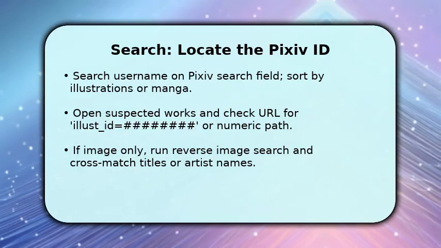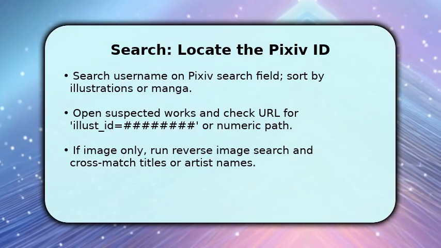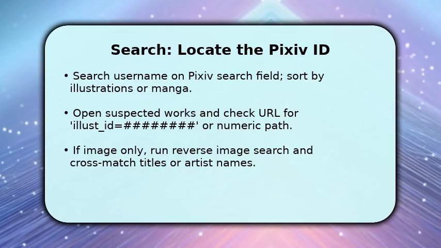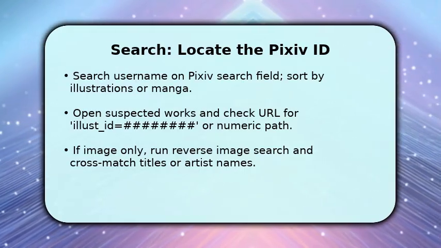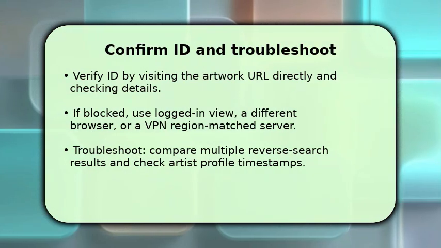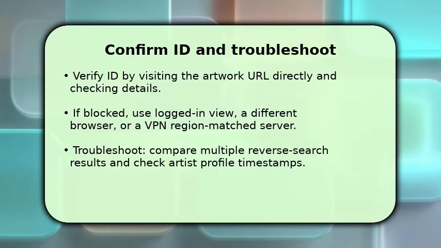If you only have an image, upload it to Google Images or TinEye, then cross-match found titles or artist pages with Pixiv listings. Make sure to compare thumbnails and metadata to avoid false matches. Finish by confirming the ID and saving it for later use.